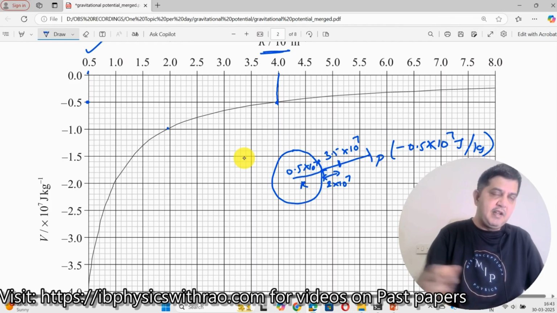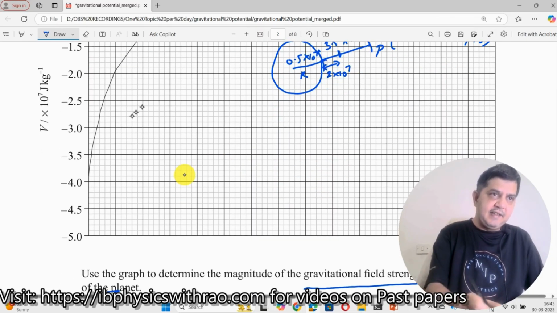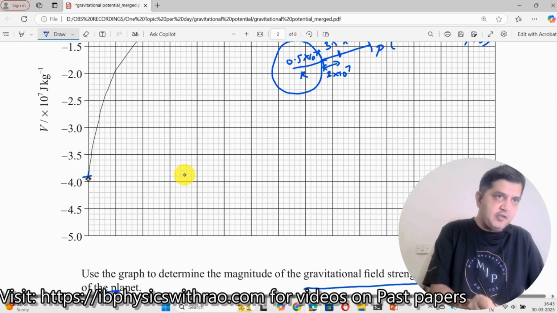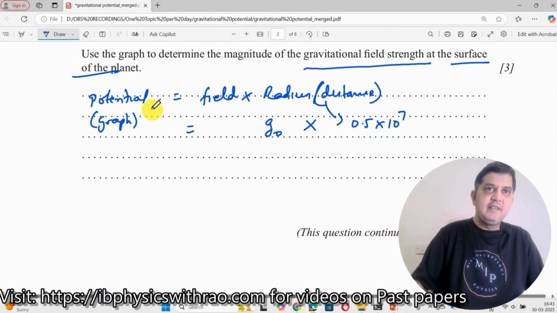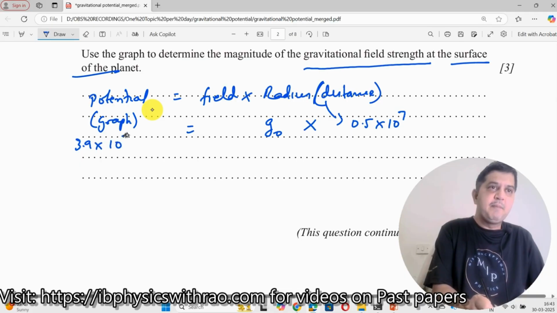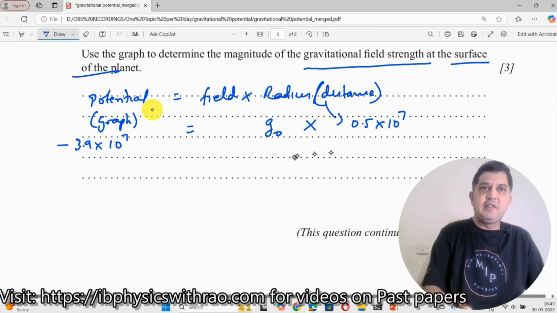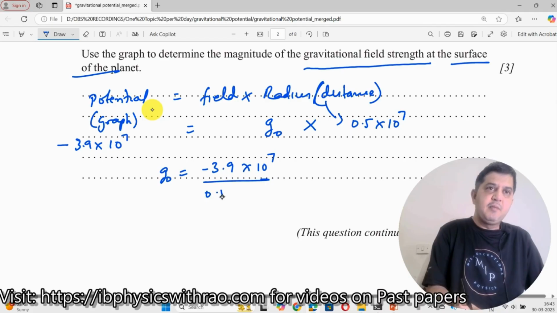If I draw a line vertically, it will intersect the curve somewhere at this point, which should be 3.9 over here. The point which I have written is 3.9. So I will write this as 3.9 multiplied by 10 power 7 is equal to so much. There is a negative over here: minus 3.9 into 10 power 7. So G0 should be equal to minus 3.9 into 10 power 7 divided by 0.5 into 10 to the power of 7. So this goes away.